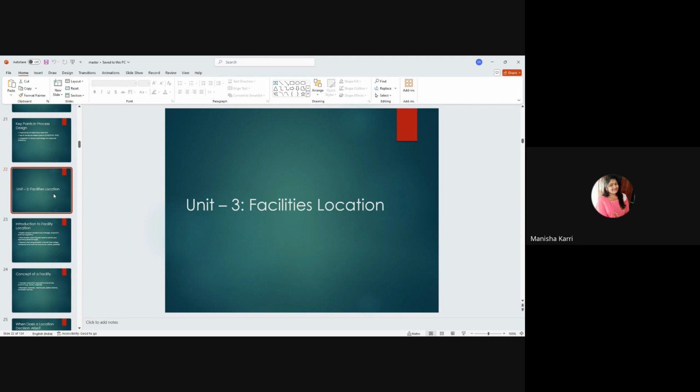So why is the facilities location important? Because of cost efficiency. A well-chosen location can reduce transportation costs, labor, and other operational costs. It gives access to markets. Being close to customers or key markets helps with quicker delivery and better customer satisfaction. Availability of resources. The location must provide access to the materials and labor needed for production, and good infrastructure like roads, ports, and utilities will support smooth operations.